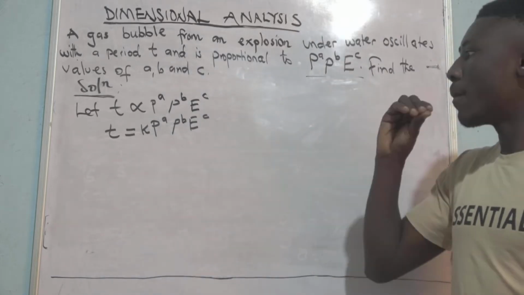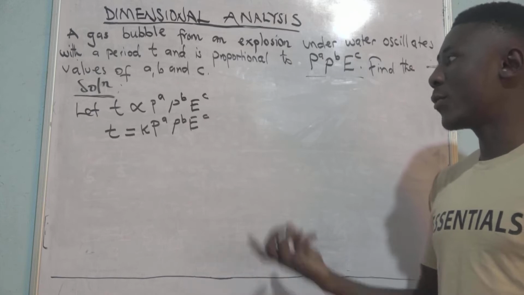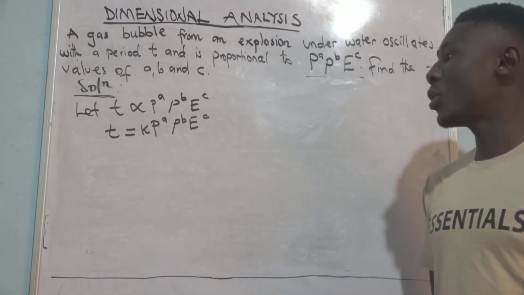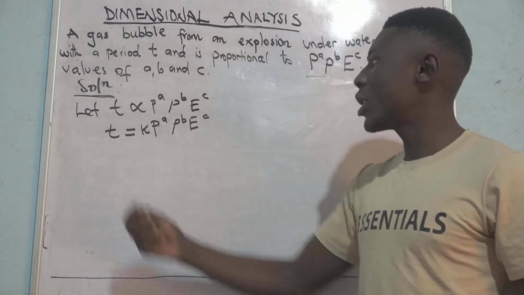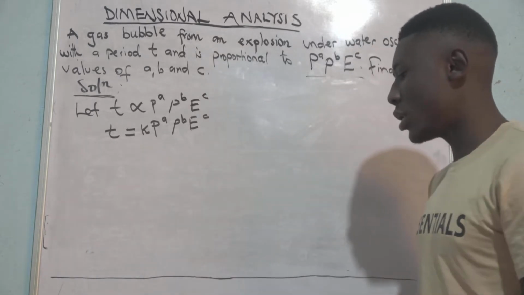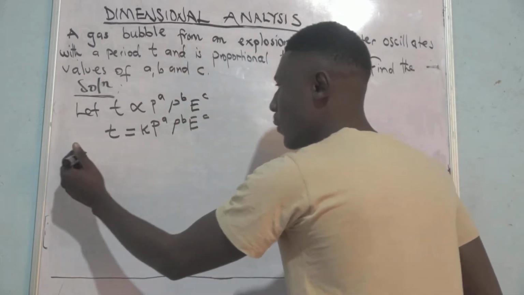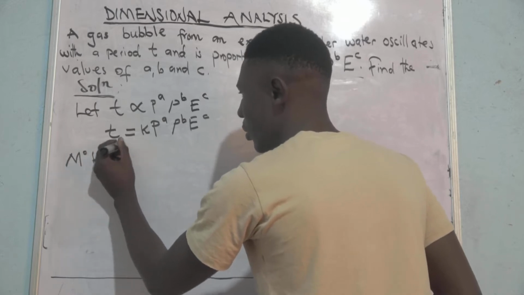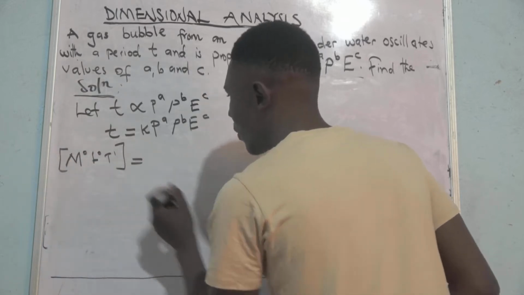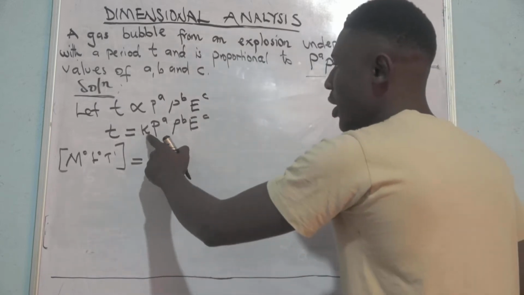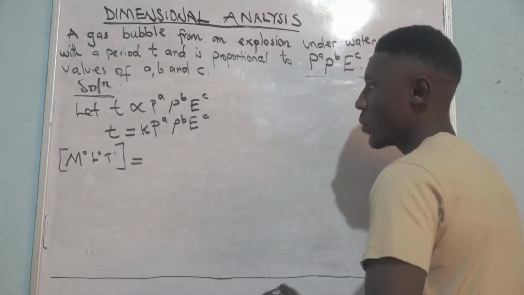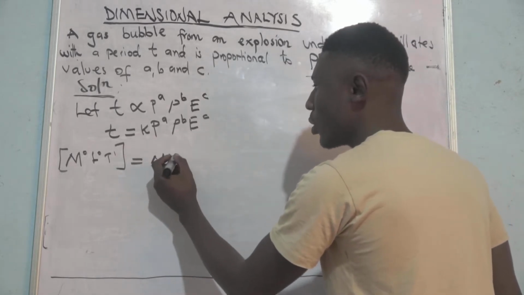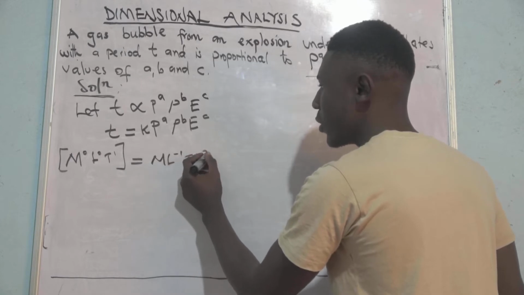Here, there's nothing we can do yet to find a, b, and c. So we're going to go to dimensional analysis and find the dimensions for time, pressure, density, and energy. For time, the dimensions are M to the power 0, L to the power 0, T to the power 1, or just T to the power 1. The constant K is not considered under dimensional analysis because it has no dimensions. Then we go to pressure, which is M L to the power negative 1, T to the power negative 2.